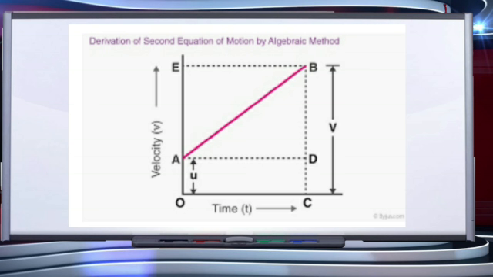The velocity time graph for uniformly accelerated motion along a straight line is shown in this figure. The graph is a straight line where point A corresponds to initial velocity u at time 0 and point B corresponds to final velocity v at time t. The velocity changes at a uniform rate, that is, acceleration A.